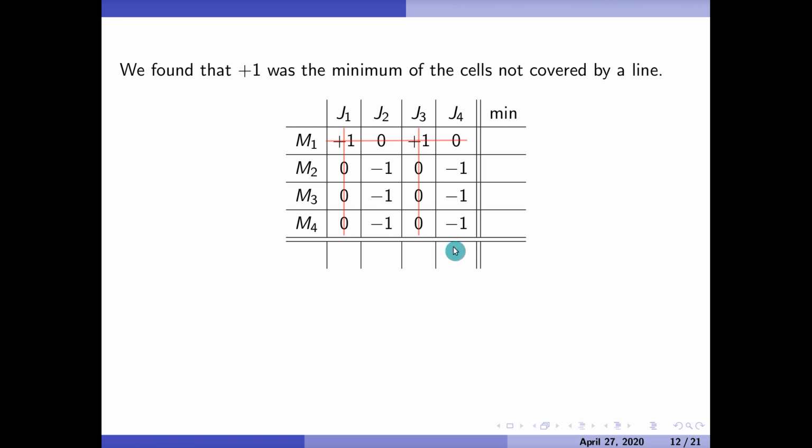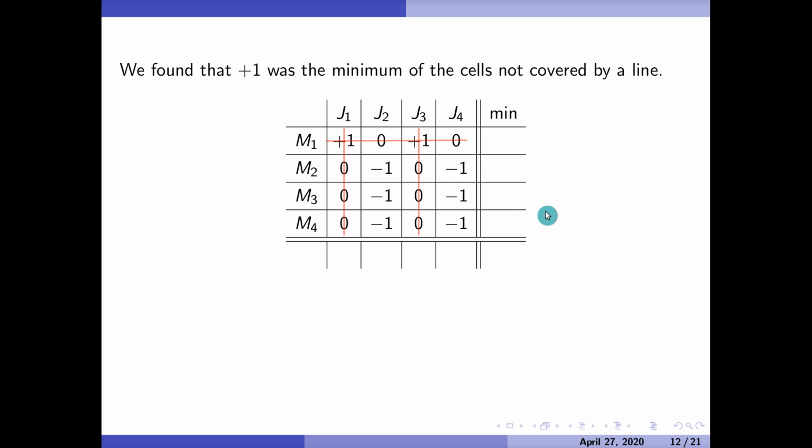So I subtracted the 1 from all of those cells, and I added 1 to the cells that had an intersection of the lines. Cells that just had one line through them didn't have anything happen to them. Okay, and so this is the important operation that we're going to be using in the Hungarian algorithm.